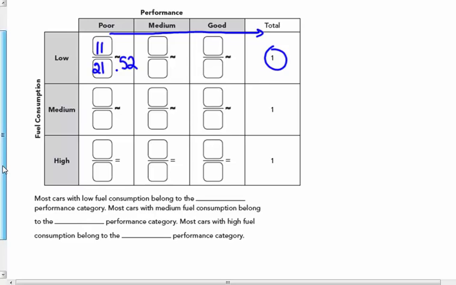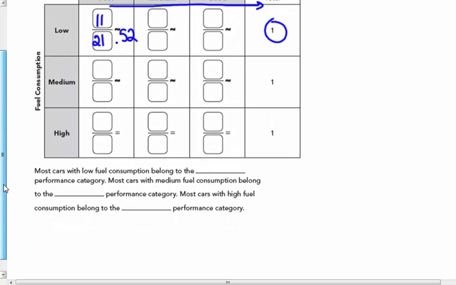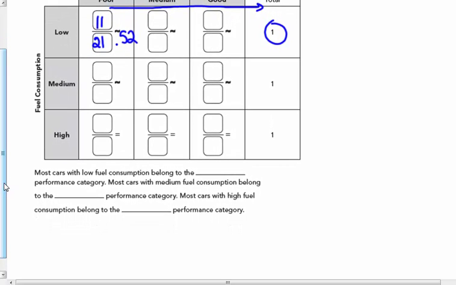I'm going to leave the rest for you to do here on page 37. Make sure that your frequencies total to 1, and that you then fill in the conclusions here at the bottom. And that's it for today.